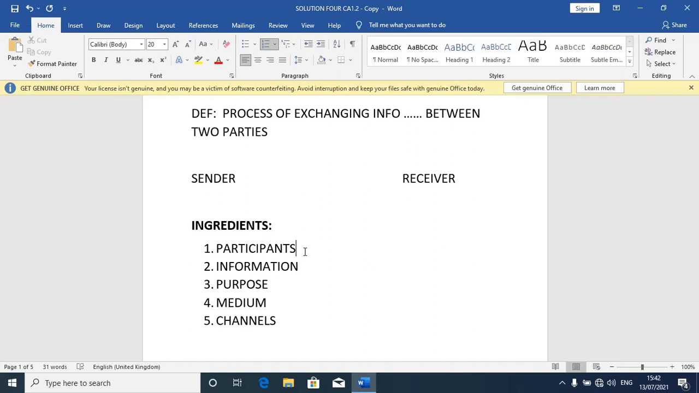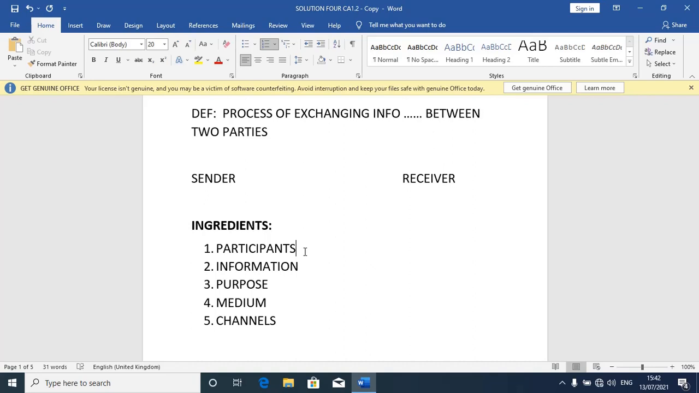Then number 5, the sender must choose the medium of communication or the channels of communication. Number 6, the sender must transmit the message using an appropriate medium of communication and channel of communication, of course. And finally, the sender should monitor the impact of the communication. So that's what the sender should do in the process of communication.